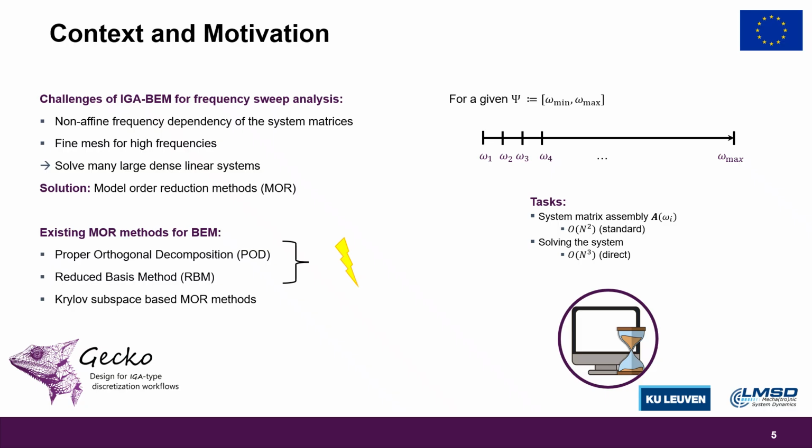And especially for IGA-BEM, since we use spline-based basis functions, and they have multiple support on the knot spans, the system matrix is often poorly conditioned, and as the efficiency of Krylov-based model order reduction methods is dependent on the spectral properties of the system matrix, this will only lead to moderate reduction.